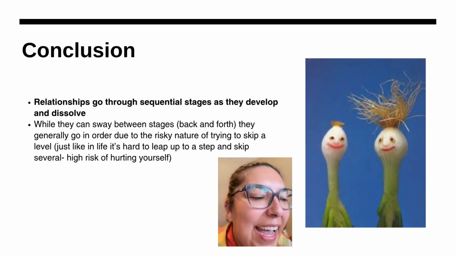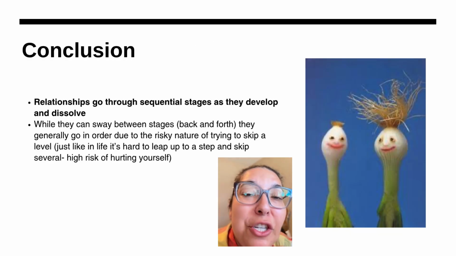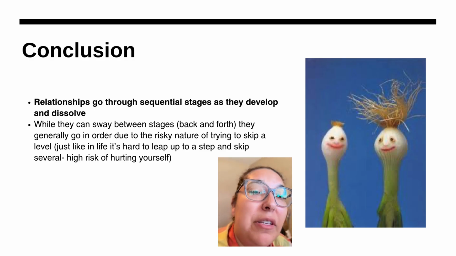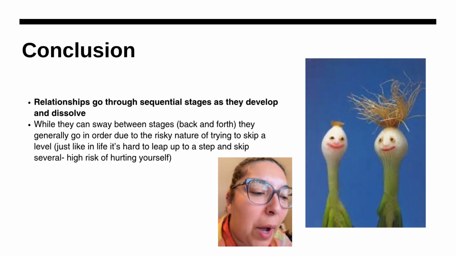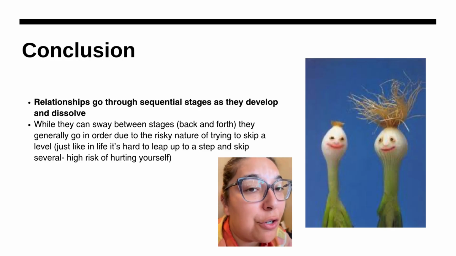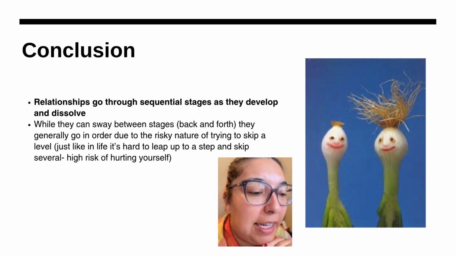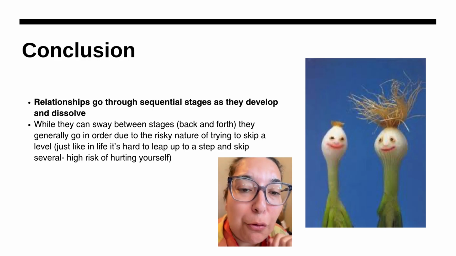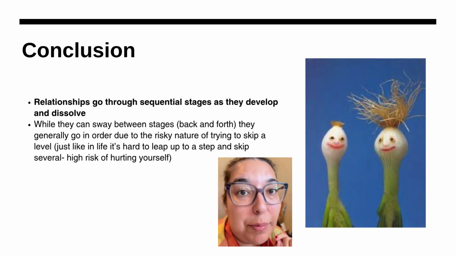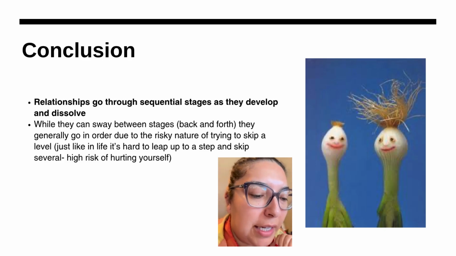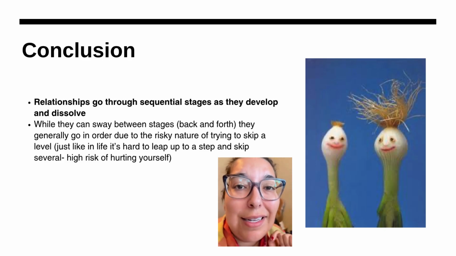All right, so in conclusion, relationships go through sequential stages as they develop and dissolve. And while they can sway between stages back and forth, remember the ebb and flow, they generally go in order due to the risky nature of skipping steps. It is dangerous to leap up the stairs or to skip steps. You could hurt yourself, and just like in life, you could hurt yourself skipping steps when building a relationship. And the human body is all about minimizing damage to itself.